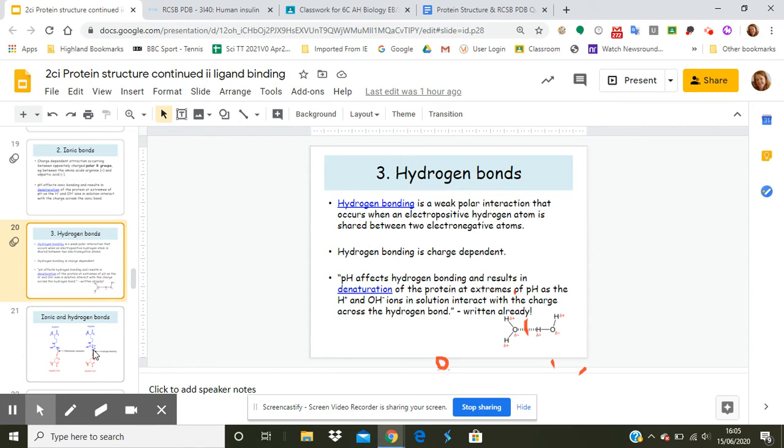So chemists, polar bonds and ionic bonds are the same thing. So you've got your polar-polar interactions and you've got your hydrogen bonding. Hydrogen bonding is a special kind of ionic bonding in this case, between the hydrogen and the oxygen, and hydrogen and nitrogen. Okay.